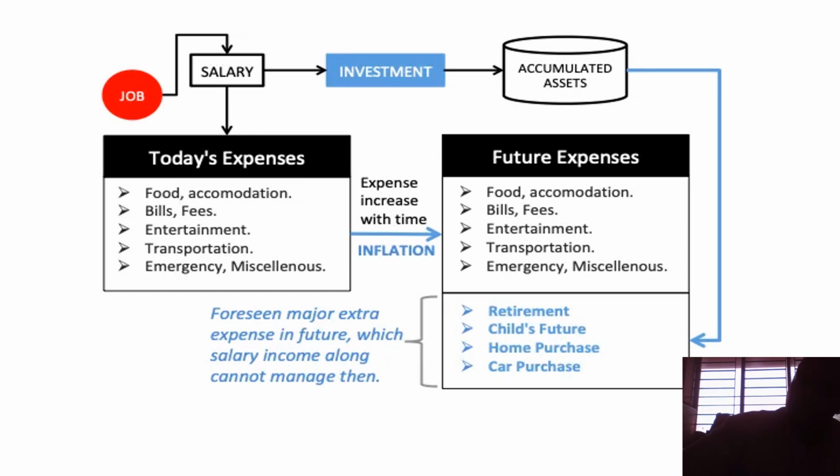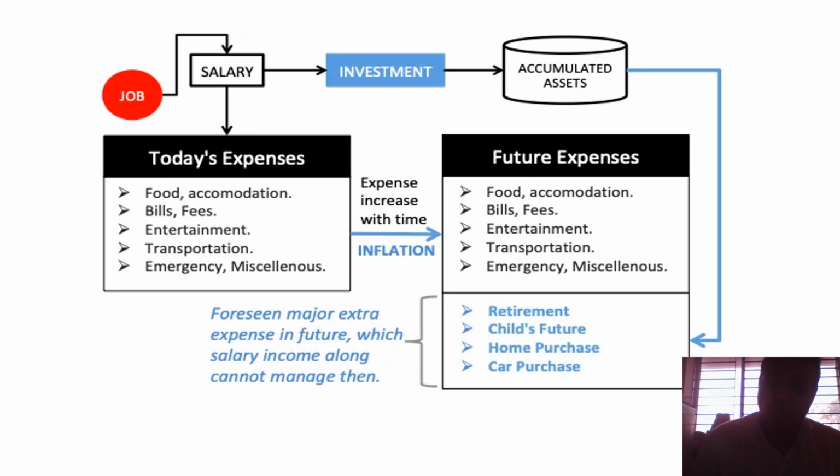So here, investment is always made in buying some kind of assets, which will accumulate a fund of assets, and further this accumulated asset is classified into your retirement plan, because out of expenses you can't think about a retirement plan. Future investment leads to retirement plan, your child's future, home purchase, car purchase, and any kind of foreseen major extra expenses in the future which salary income alone cannot manage. All these have to be very calculative, and investment people base it on a sensitiveness about your investment plan.